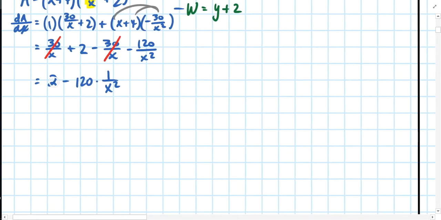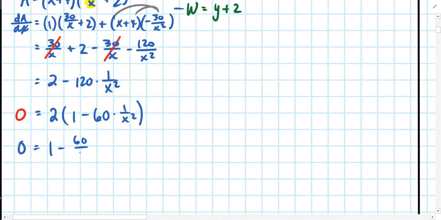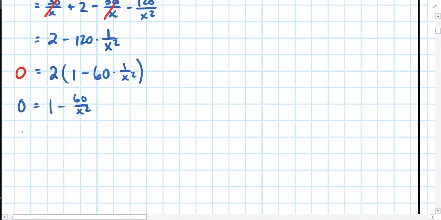And what I notice is that these two terms have a common factor of 2, so I'm going to get that out of the way. 2 times 1 minus 60 times 1 over x squared. And if I'm considering when does this function equal 0, well, this 2 doesn't produce a solution, and now all I need to worry about is when does 0 equal 1 minus, and I guess this wasn't much of a benefit after all, so I'll write it as 60 over x squared again. When does 0 equal 1 minus 60 over x squared?